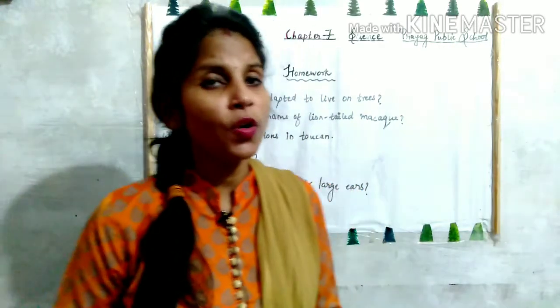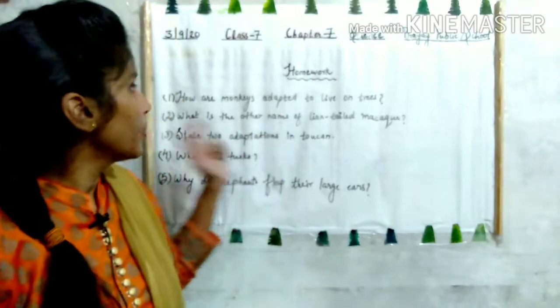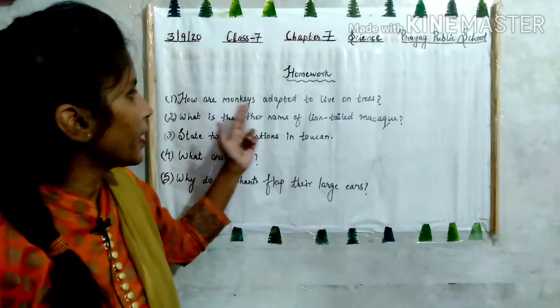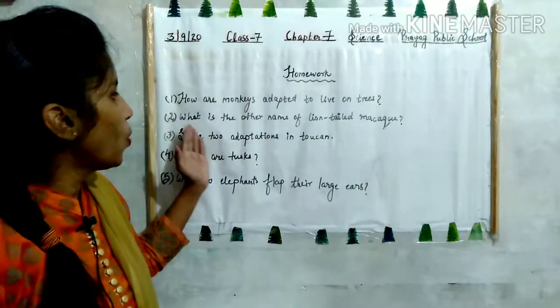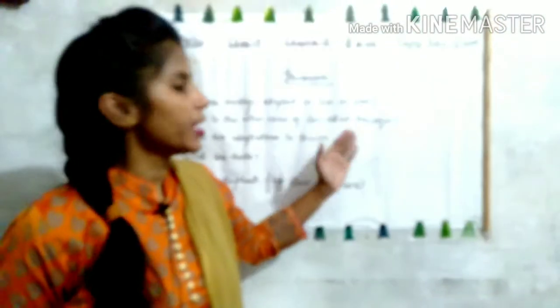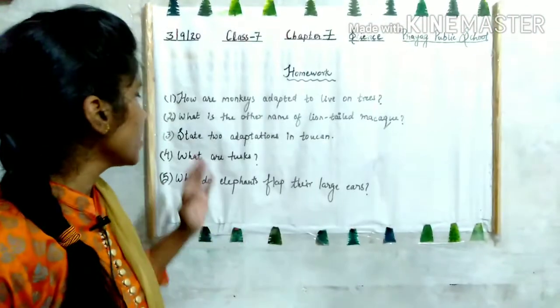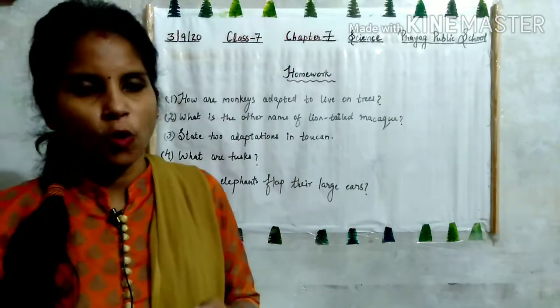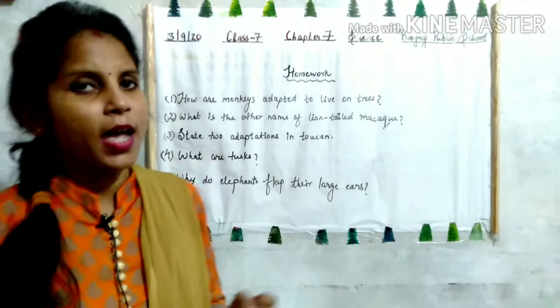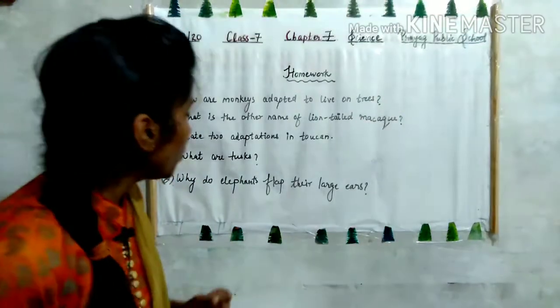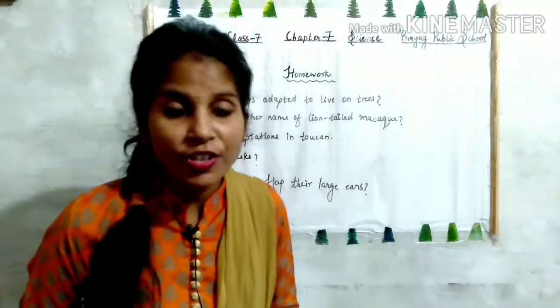Okay, so this is your homework. The first question is, how are monkeys adapted to live on trees? The second question is, what is the other name of lion-tailed macaque? Then third is, state two adaptations in toucan. Then fourth one is, what are tusks? And the fifth one is, why do elephants flap their large ears?